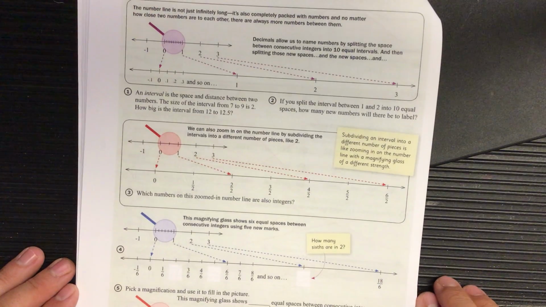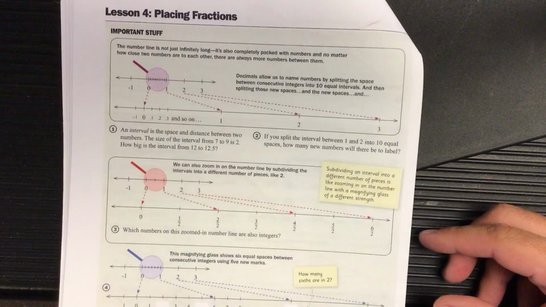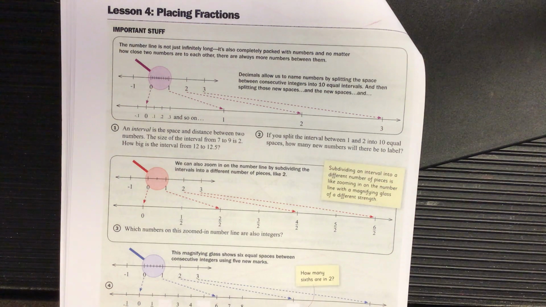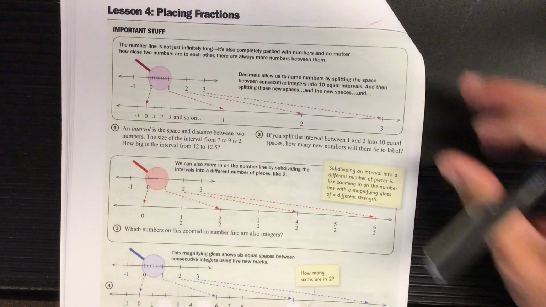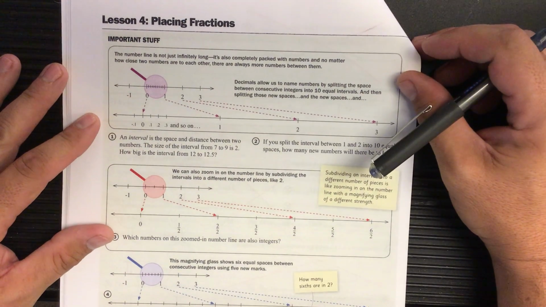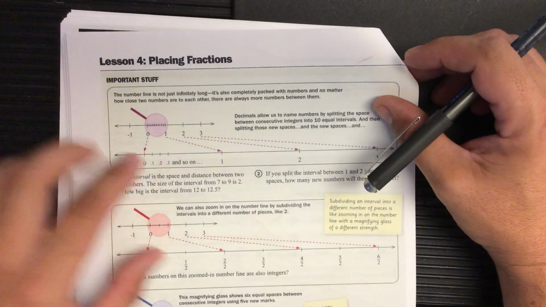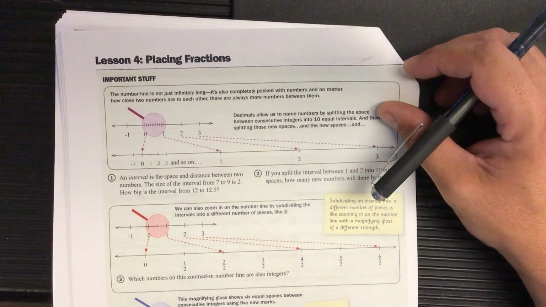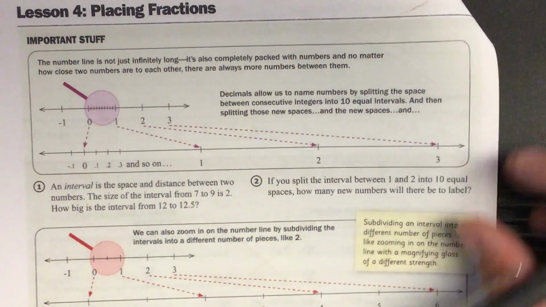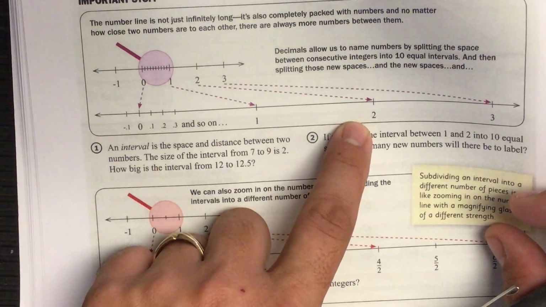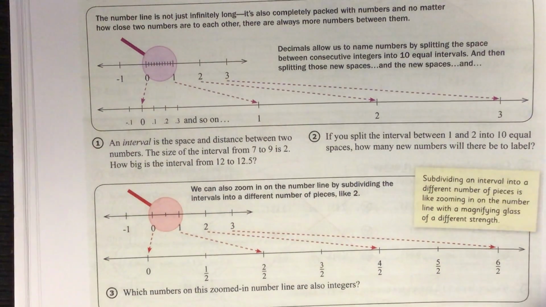We're on page 18. We've already discussed decimals, and now we're going to get into fractions doing the exact same thing. Okay, the exact same thing. It says the number line is not just infinitely long. It's also completely packed with numbers. No matter how close the numbers are, there's always things between them. For instance, if you just look between 0 and 1, obviously there can be numbers between 1 and 2 or 0 and 1 and so on.